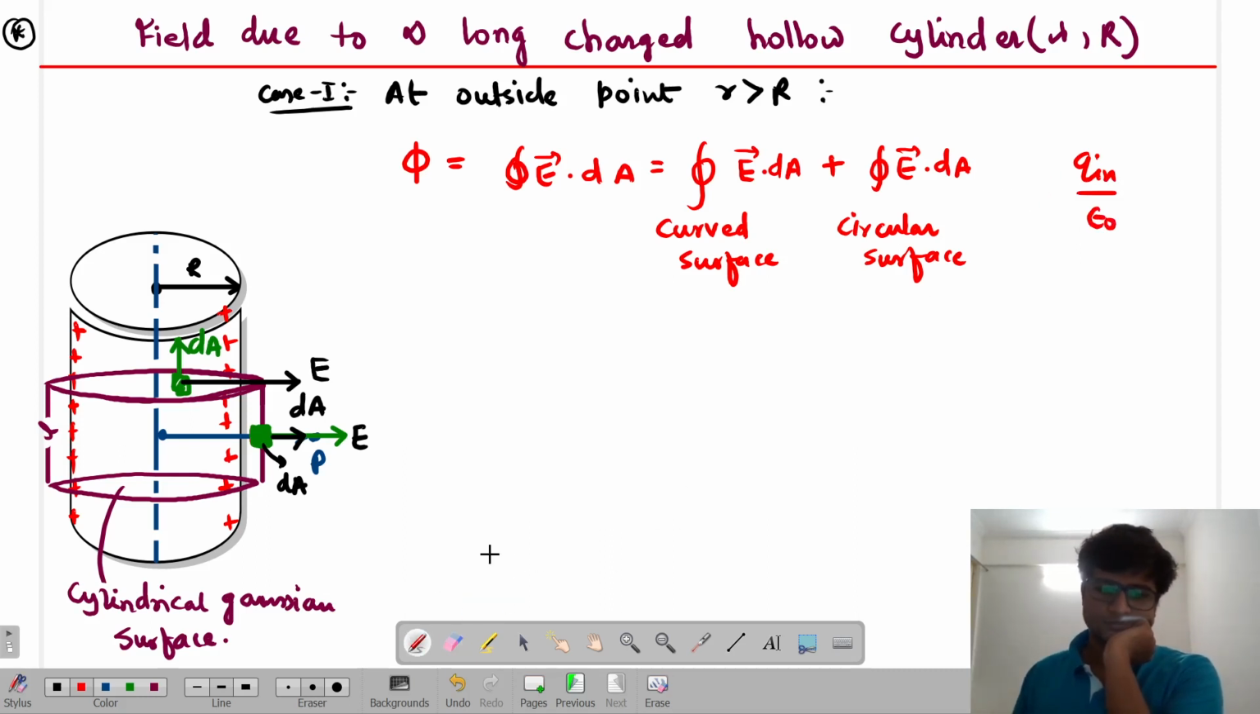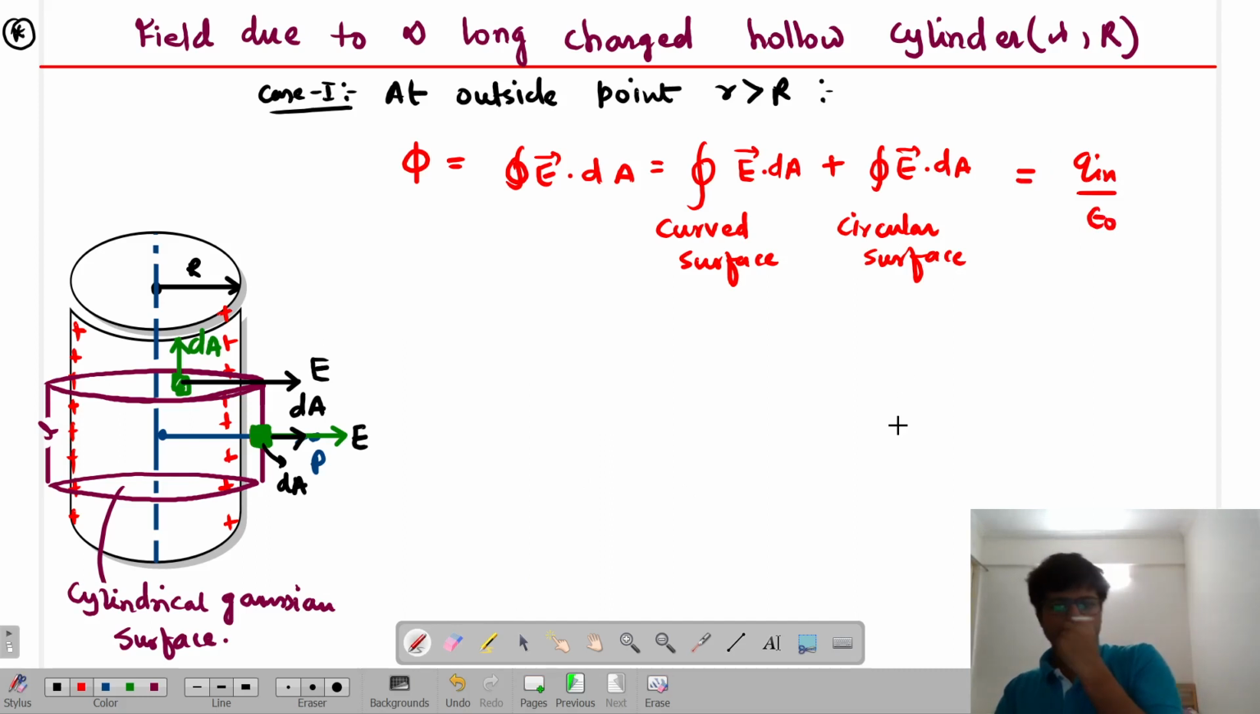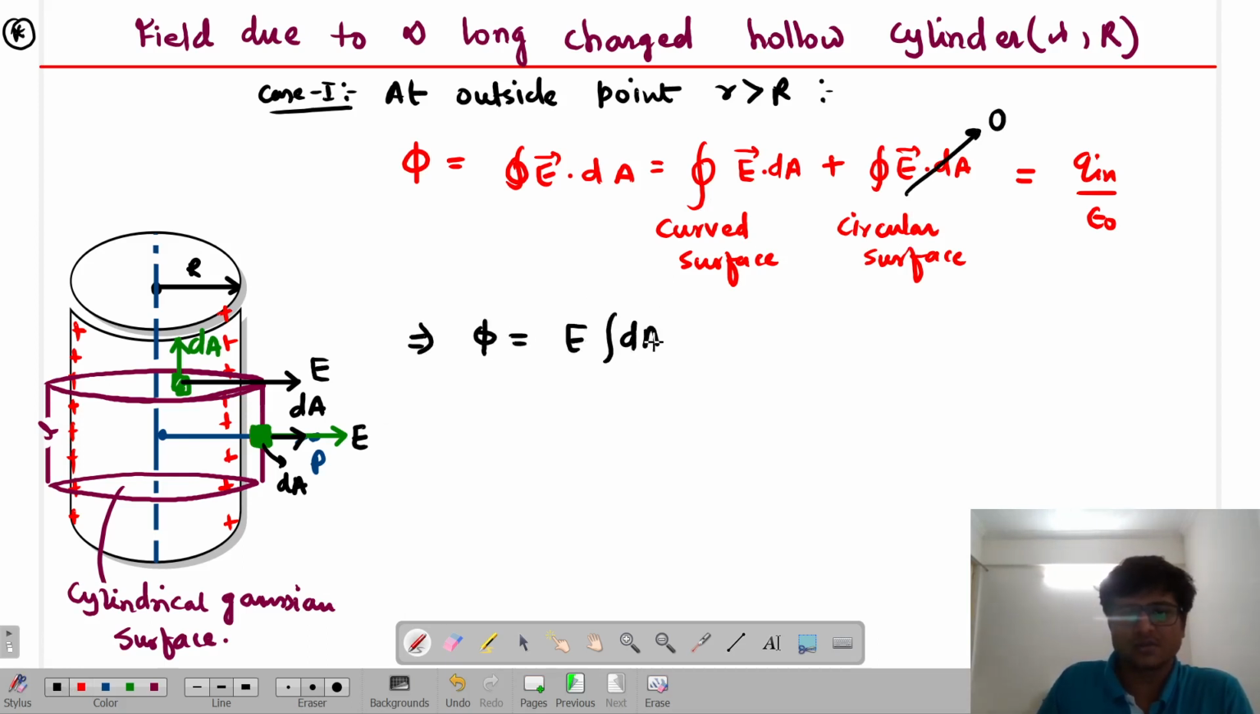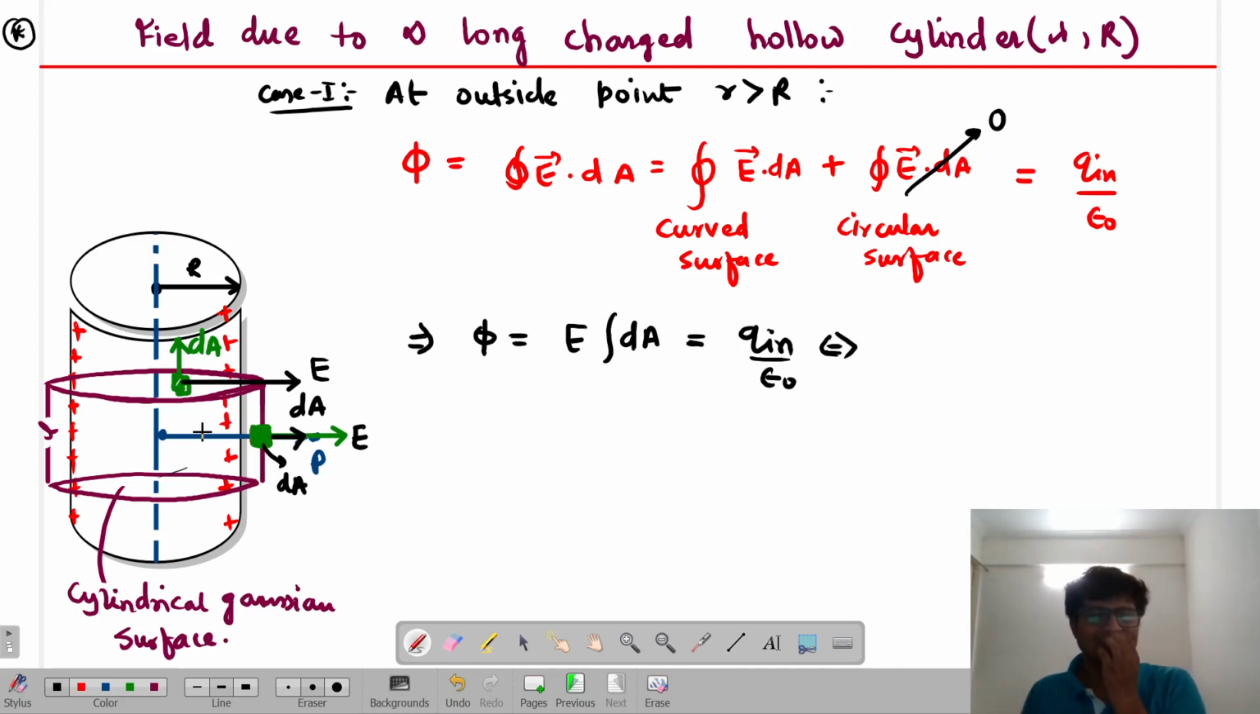Are you able to get me? Now for the circular surface, as these are perpendicular, this value is exactly 0. Are you able to get me? So this implies phi is equal to E integral dA, which is equal to Q enclosed by epsilon naught. What is the total integration of surface area of this Gaussian surface? That will be 2 pi r into L, isn't it? Are you able to get me?